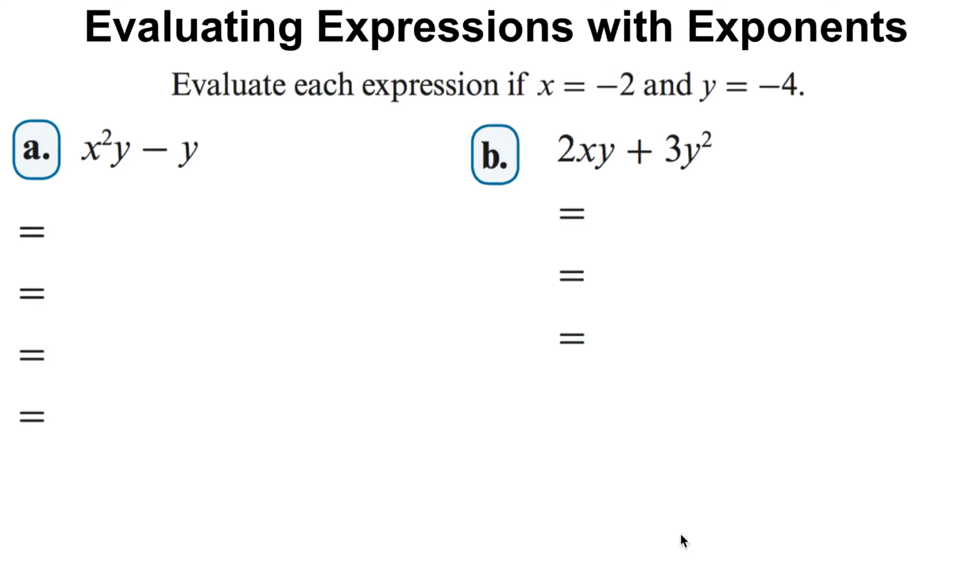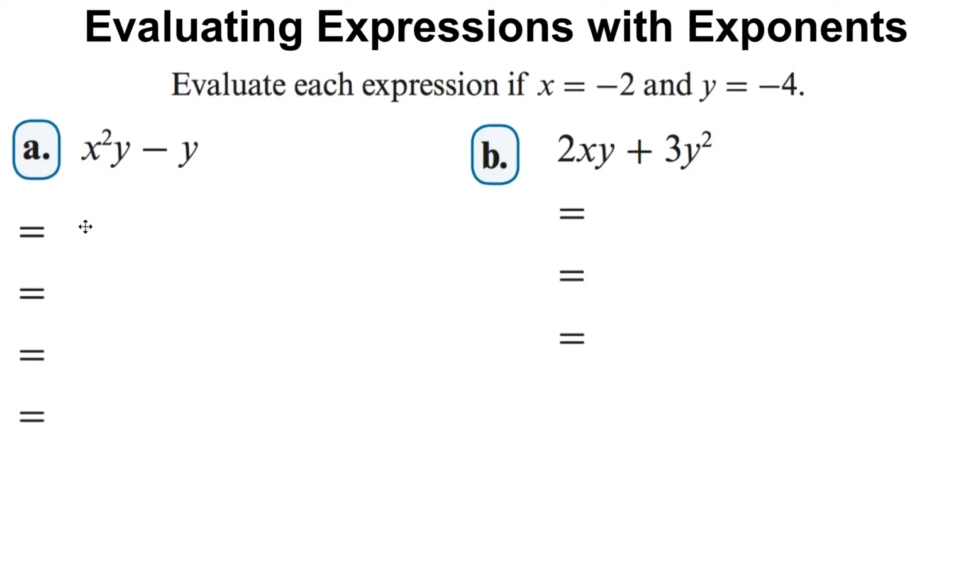Evaluating expressions with exponents. We have two expressions here, and we want to evaluate each expression for x equals -2 and y equals -4. Now you'll notice neither of these have equal signs. They are just expressions. We can have addition, subtraction, multiplication, division, but there's nothing to solve. There's nothing equal to anything else. So in order to evaluate these, we're going to go ahead and substitute -2 everywhere there's an x and -4 everywhere there's a y. So here we go.